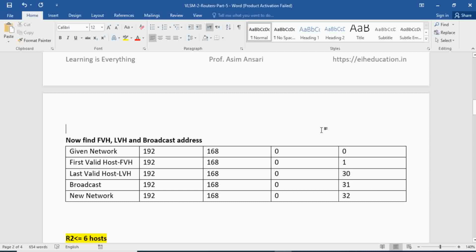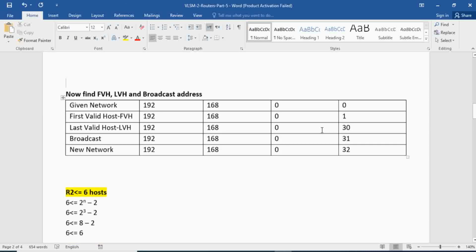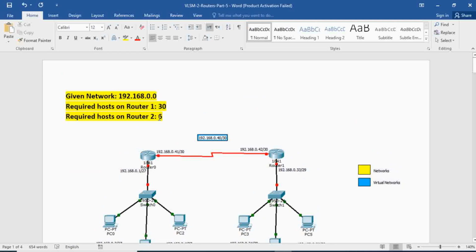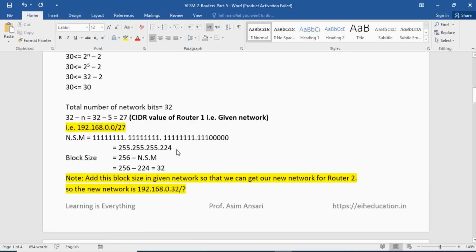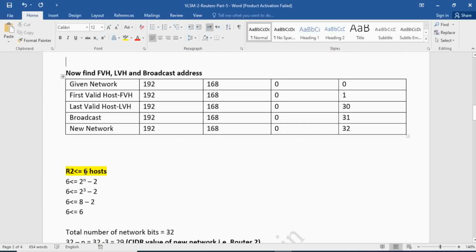Now move to router 2. As per the client requirement, he or she wants 6 hosts on router 2. So R2 is smaller than or equal to 6. 6 is smaller than or equal to 2 raised to n minus 2. The n value will be 3, because 2 power 3 is 8, then minus 2 will be 6, which is equal to 6. 6 is smaller than or equal to 2 power 3 minus 2. 6 is smaller than or equal to 8 minus 2. 6 is smaller than or equal to 6.